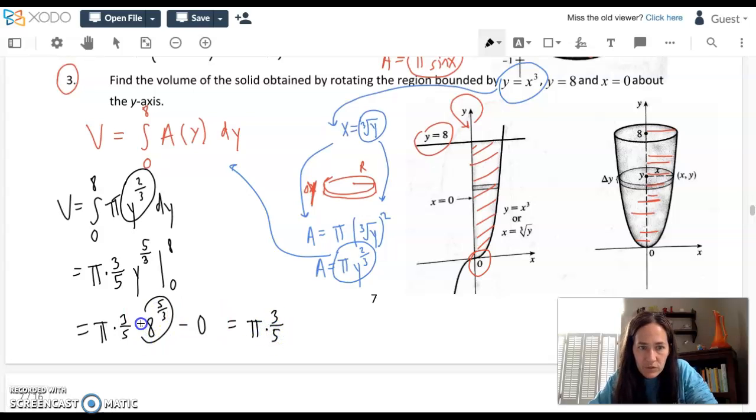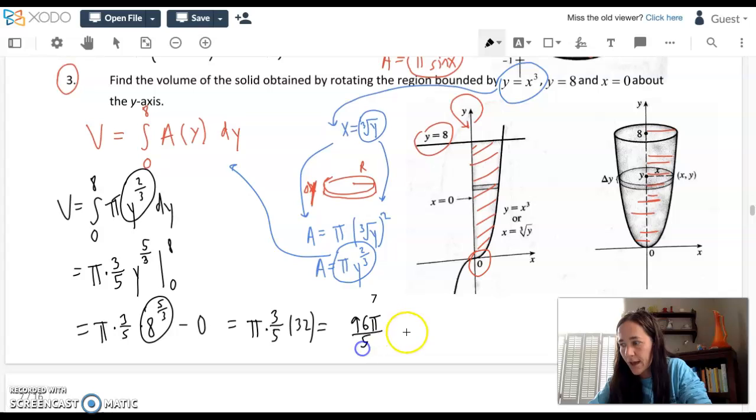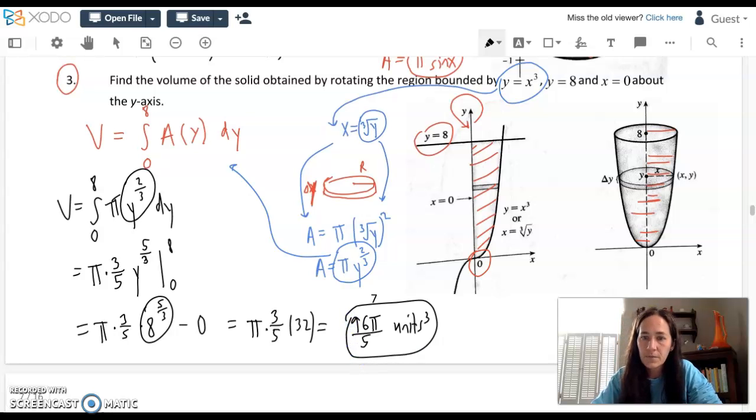And 8 to the 5/3 turns out to be the cube root of 8, which is a 2, raised to the 5th power, gives you the number 32. Exact value volume is going to give you 96 pi over 5 units cubed. And again, a decimal approximation would also be just fine.